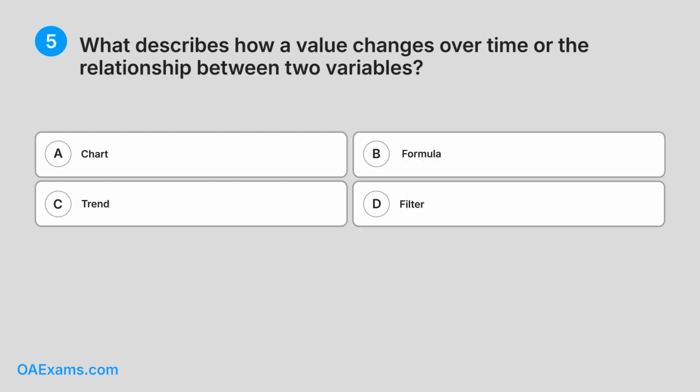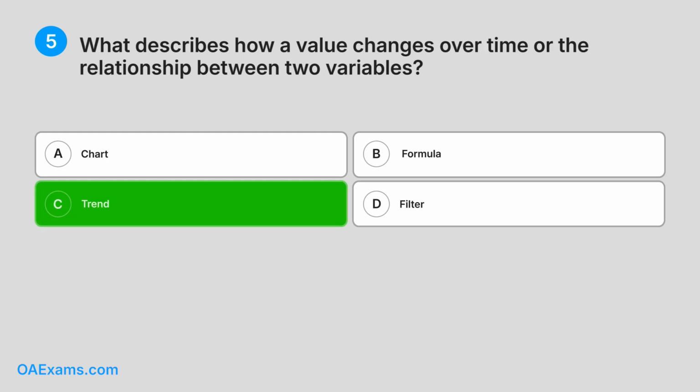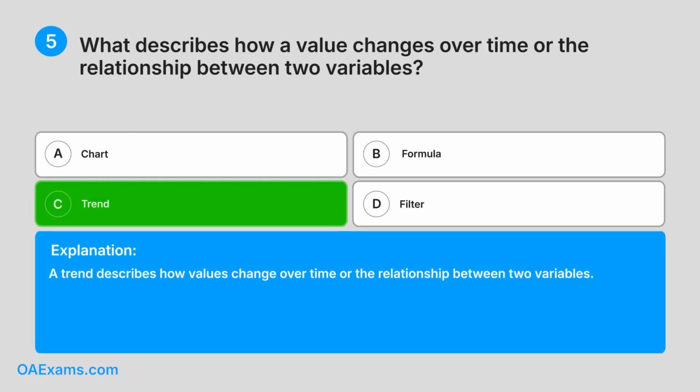5. What describes how a value changes over time, or the relationship between two variables? A. Chart. B. Formula. C. Trend. D. Filter. Can you guess the answer? Correct answer C. Trend. Explanation: a trend describes how values change over time or the relationship between two variables.